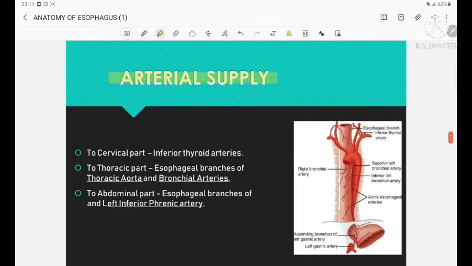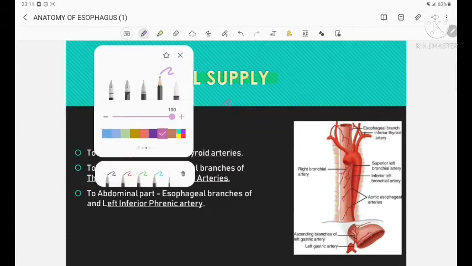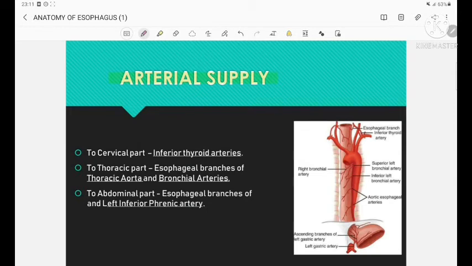Next, the arterial supply. So the arterial supply is different for all the three parts of the esophagus. The cervical part is supplied by the inferior thyroid artery. Thoracic part is supplied by the esophageal branches of the thoracic aorta and the bronchial arteries. Abdominal part of esophagus is supplied by the esophageal branches of left inferior phrenic artery. This is a picture showing the arterial supply.